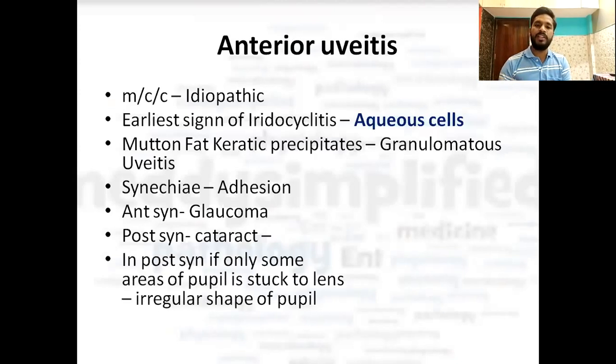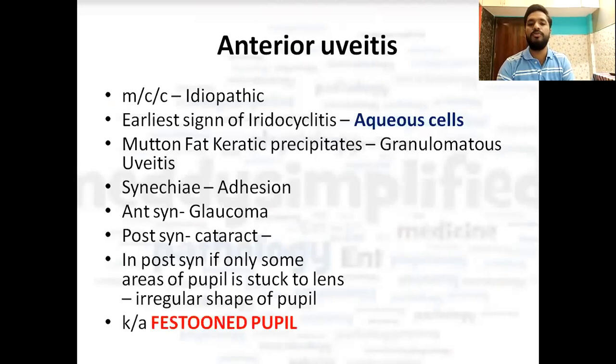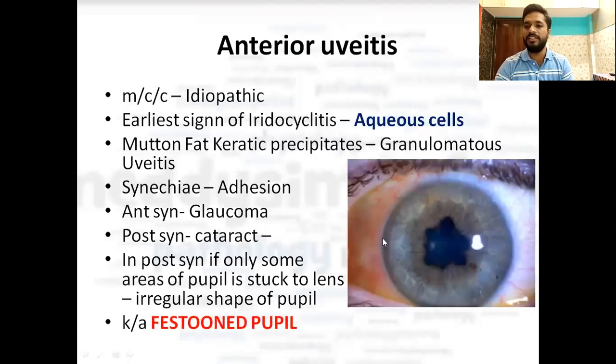Now in posterior synechiae, if only some area of the pupil is stuck to the lens, the pupil gets an irregular shape, and this irregular shaped pupil is known as festooned pupil. And this is how a festooned pupil looks like. You can see the shape of the pupil is irregular. Usually it is a circular pupil, but due to the adhesion, some areas of the pupil are stuck to the lens and the remaining areas are not. So the shape is a bit irregular, and this is known as festooned pupil, and it is seen in anterior uveitis.